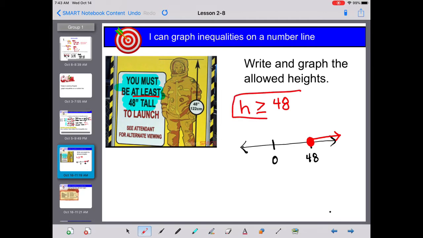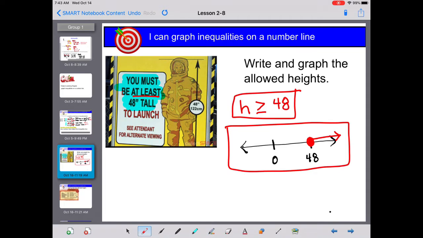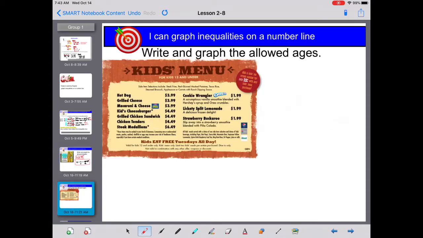So here is writing the inequality, and here is the graph of the inequality. Having the circle filled in or not is important, and the direction of the arrow is also important. Also note that my arrow is coming out of the circle. Do you see that? It needs to be attached. Do not have that separated from your starting circle. All right, so we've done the first example.